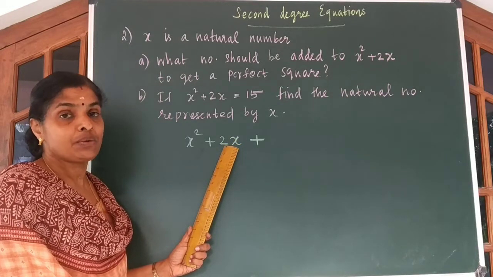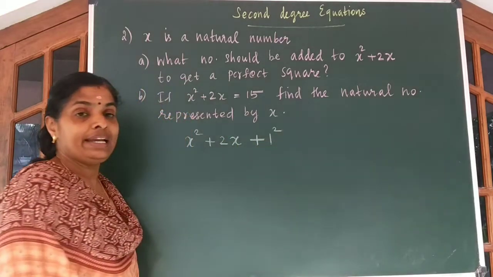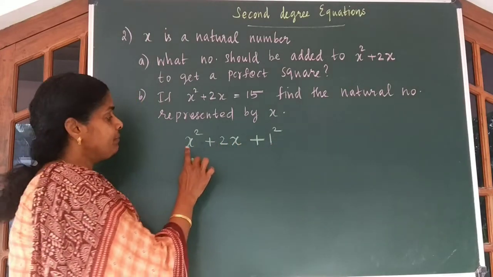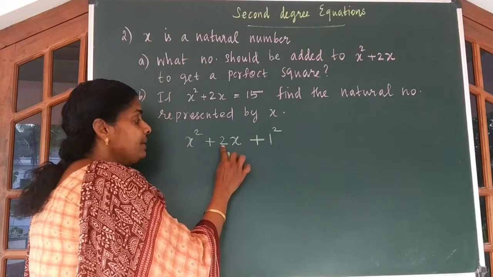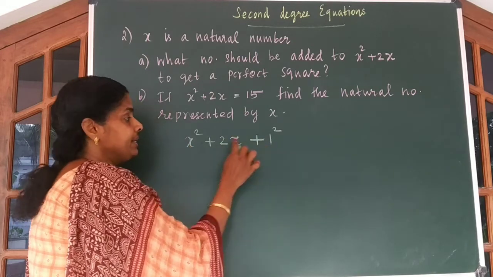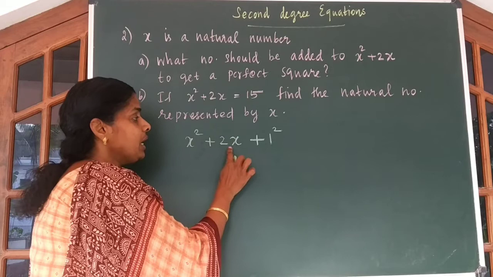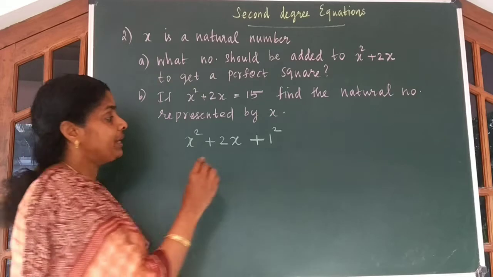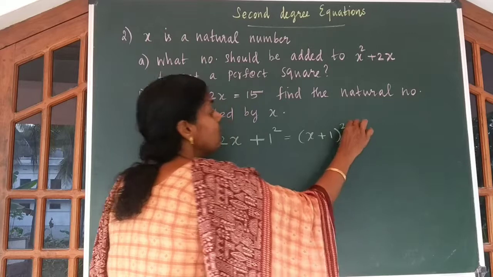Half of 2 is 1. So you can write 1 square here. So the number added is 1 square. If you add 1 square, this is of the form a square plus b square, and the middle term is 2 times the first term and last term. So this is of the form a square plus 2ab plus b square, which is nothing but a plus b the whole square. So we can write the answer for this problem as x plus 1 the whole square.